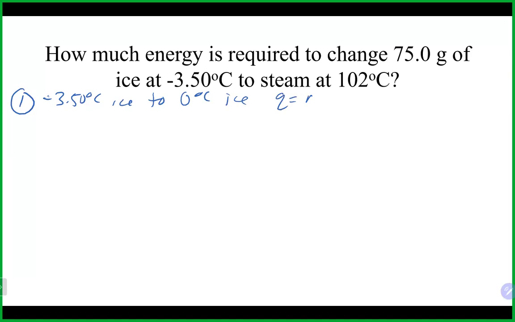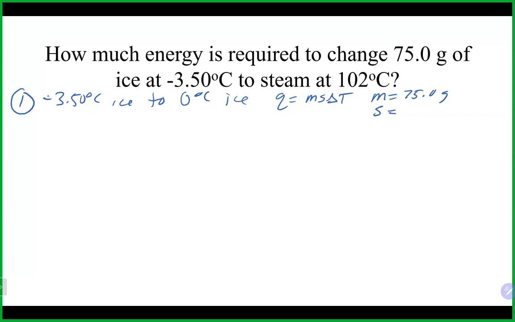Our Q is equal to m s delta T. We have our mass, which is 75 grams. Our specific heat capacity here is really important as well. This is actually ice in this case, and ice has a different specific heat capacity than liquid water. And so does steam, which is the gas water.